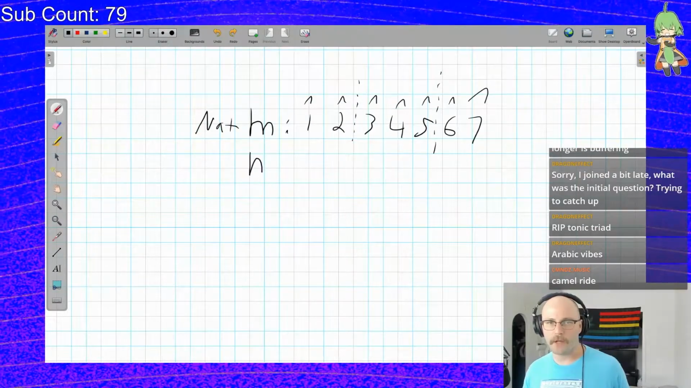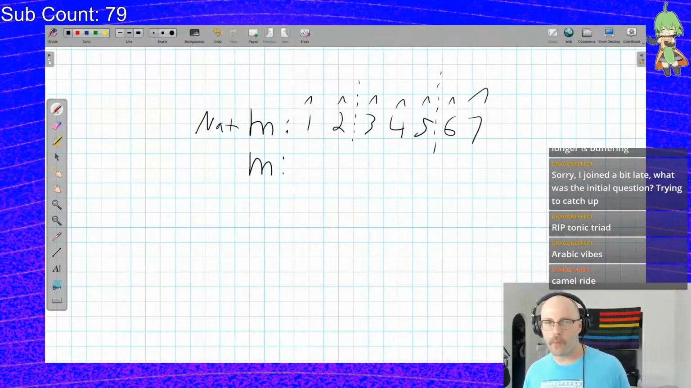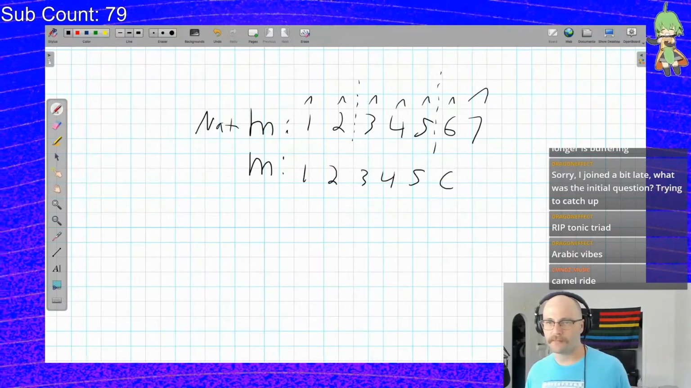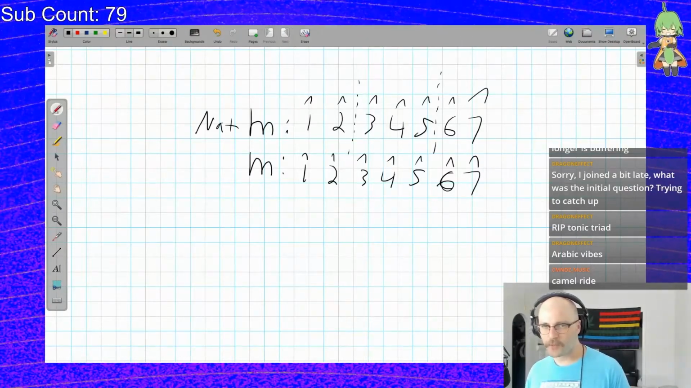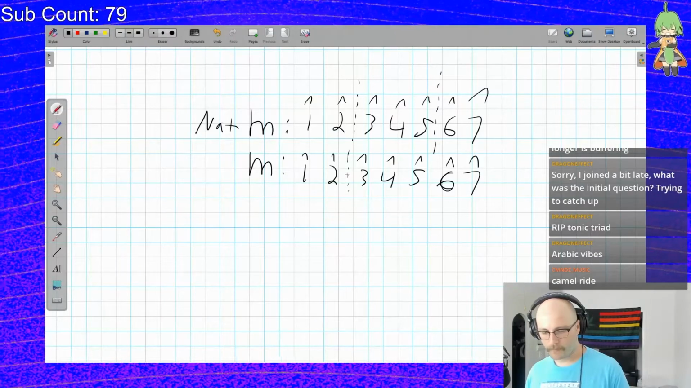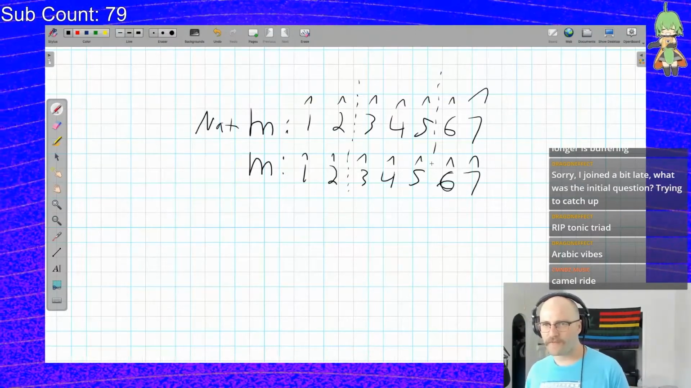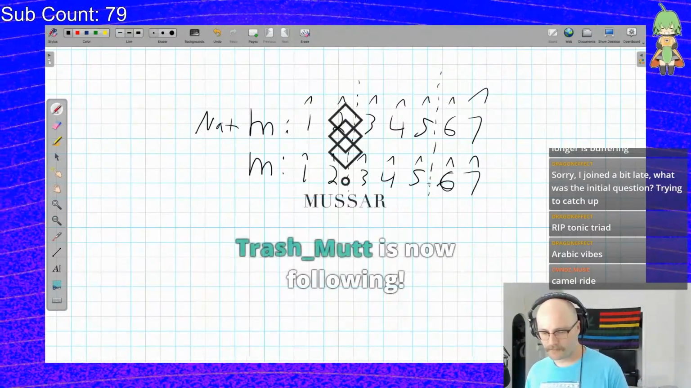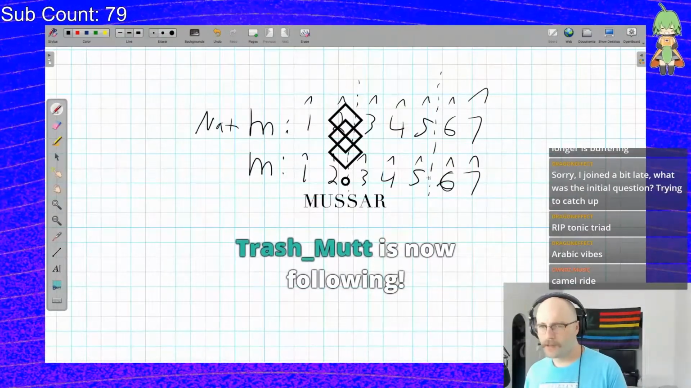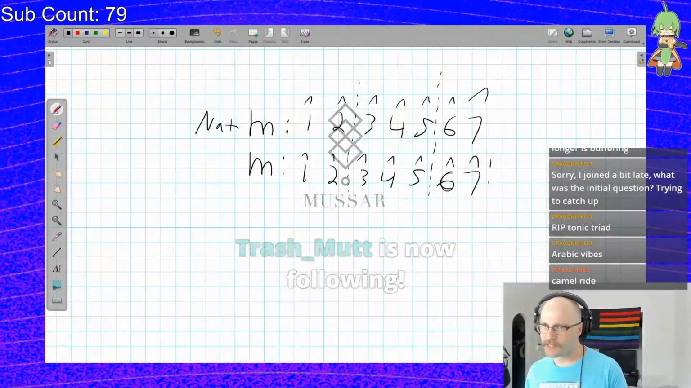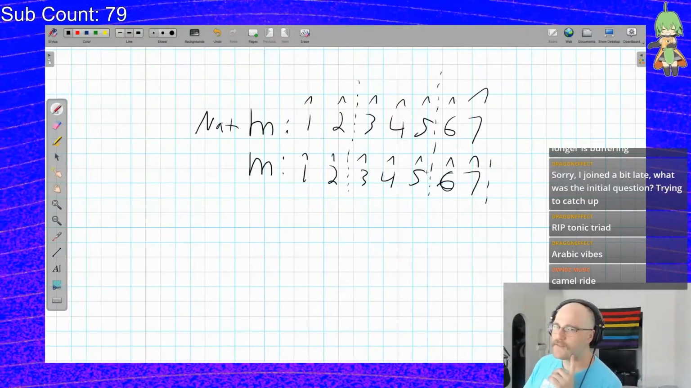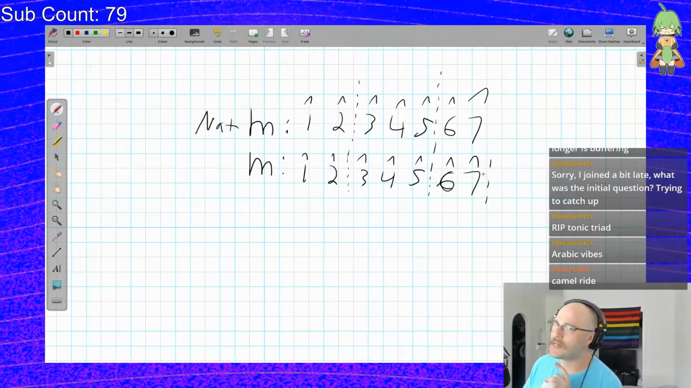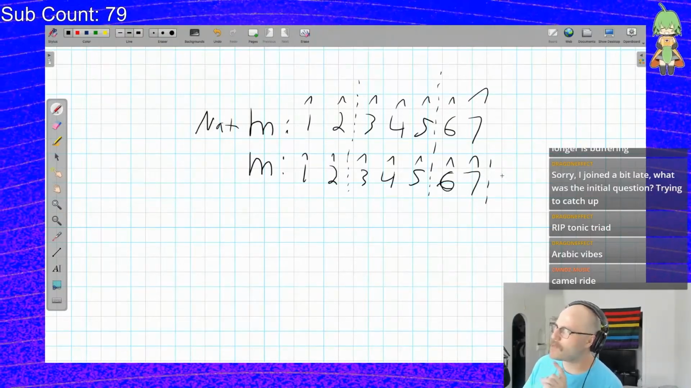I'm just going to put an M, lowercase, right here. And let's figure out what's different about this. We have the same 7 scale degrees. We still have the half step between 2 and 3. We still have the half step between 5 and 6. But now there's a half step between 6 and 7. So how do we square that? How do we get a half step between 5 and 6 and a half step between 7 and 1? How do we do that?